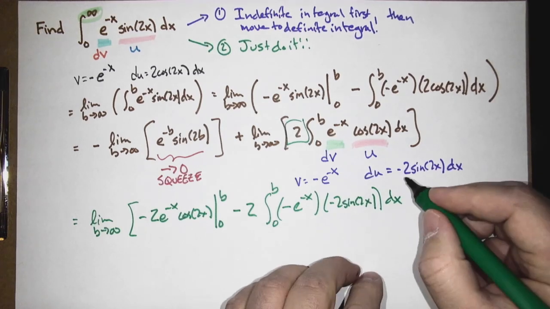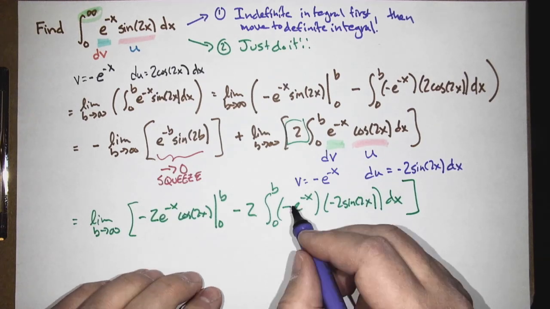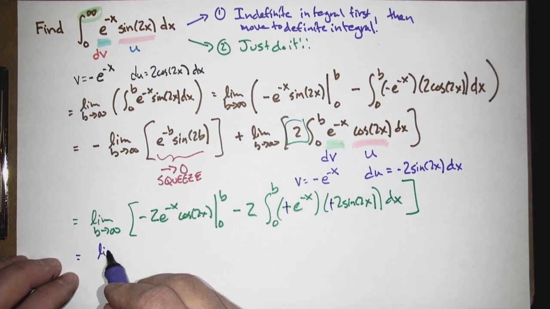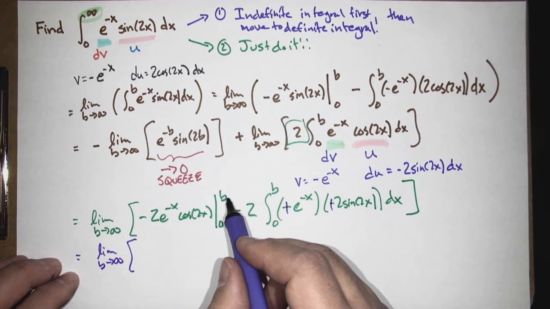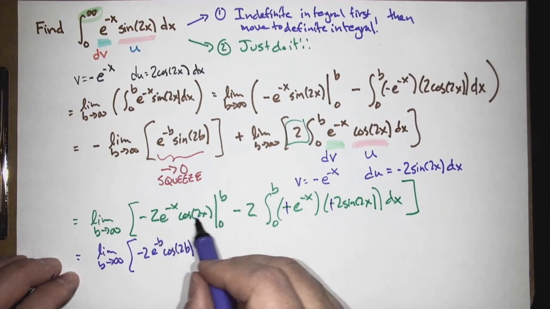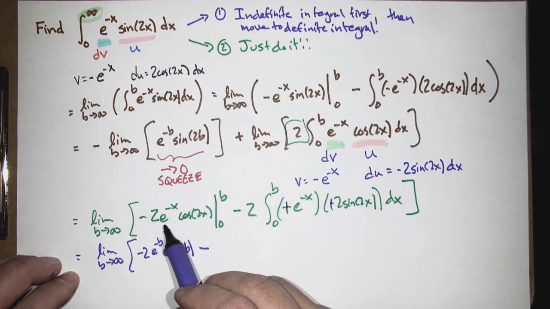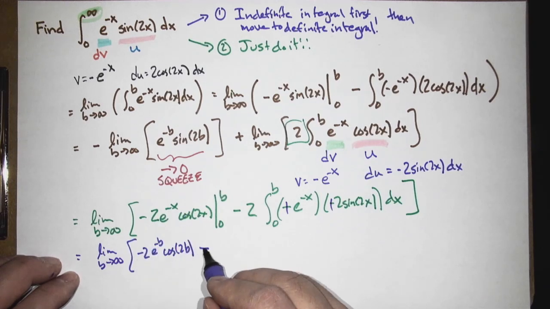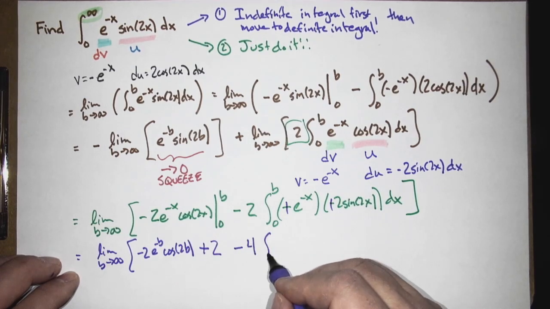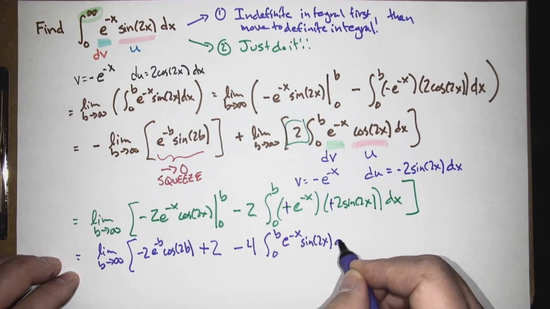Whew. Okay. Well, a minus makes a plus. And let's see what we have here. This is our limit as b goes to infinity. When we plug in here, we get minus 2 e to the minus b cosine 2b. Subtract, when we plug in 0, we get e to the 0 and cosine of 0, which are 1. So minus a minus 2 makes a plus 2. And then we have here minus 4 integral 0 to b, because the 4 can come out, of e to the minus x sine 2x dx.